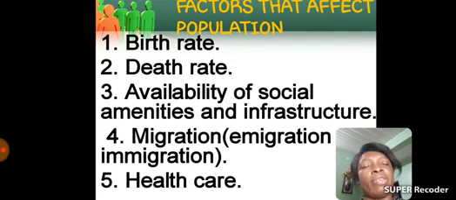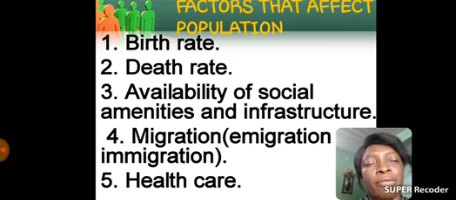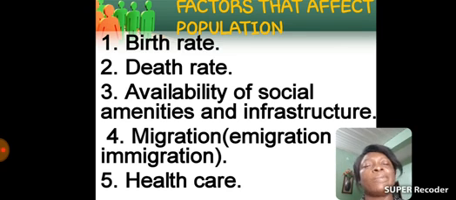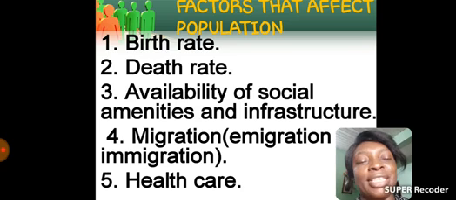Number 3, we have availability of social amenities and infrastructure. Now, this could also mean cultural amenities, social amenities available. When people do well, when amenities are provided by the government, the people will definitely do well. It means that the population will either remain steady or it will increase.